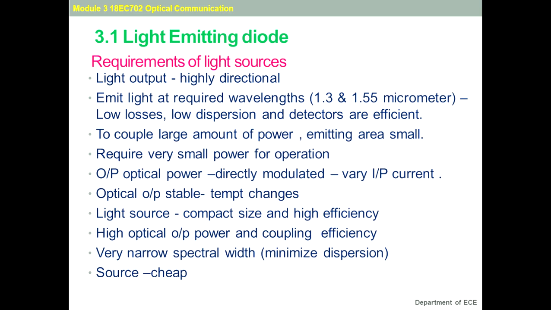The light source must be compact in size and of high efficiency, and we need high optical power and also high coupling efficiency. The light coming out of the source should have a very narrow spectral width in order to minimize the dispersion effect. And the last point, the source should be cheap.